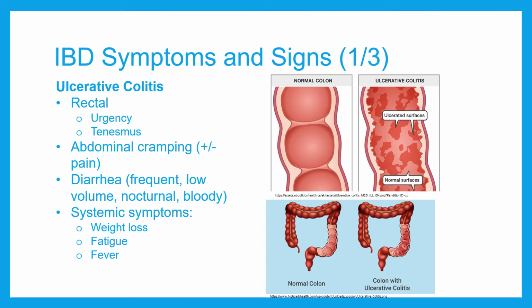Diarrhea can be included as the inflamed GI tract tries to evacuate the waste faster. And this diarrhea is frequent, like going to the bathroom more than 10 times a day. It can be low volume, nocturnal, going to the washroom at night, and it's bloody. Inflammation can also give off systemic symptoms such as weight loss, fatigue, and fever.